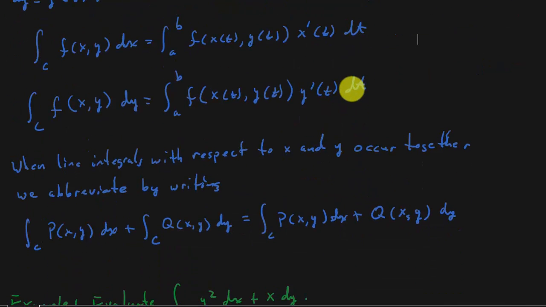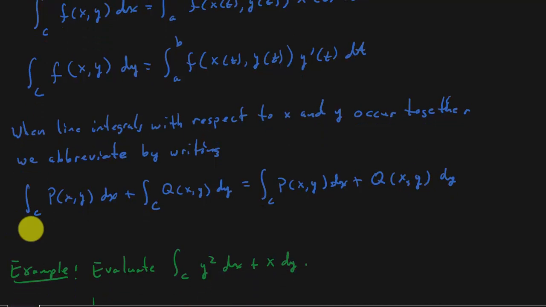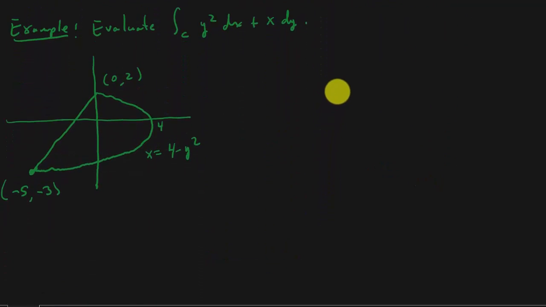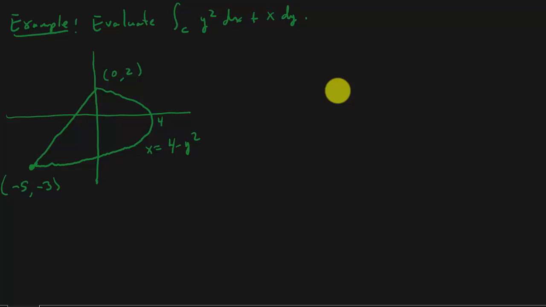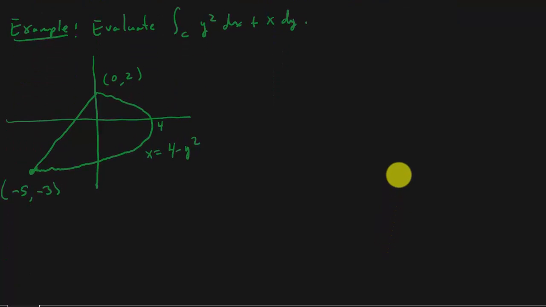When line integrals with respect to x and y occur together, we abbreviate by writing this. See, when you have with respect to x, with respect to y, we can write it as the line integral p of x, y, dx plus q of x, y, dy. And we're going to do an example of this. It's not too bad. All right, so let's look at this. It says to evaluate the integral over C, y squared dx plus x dy.